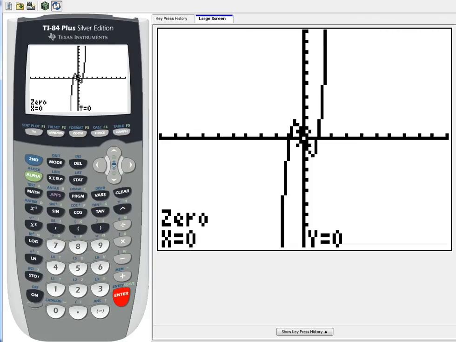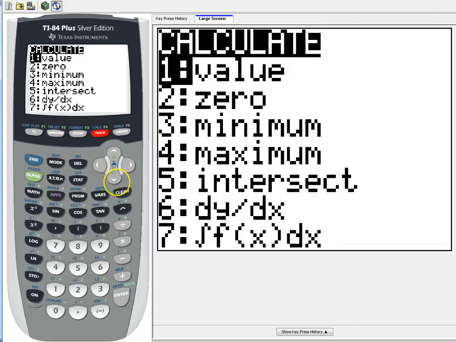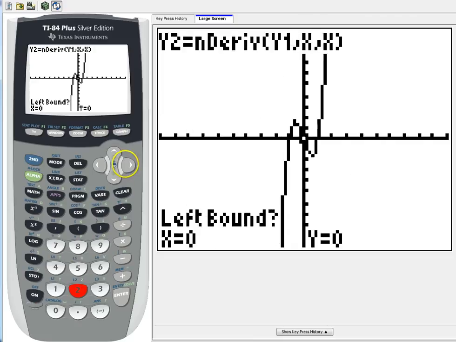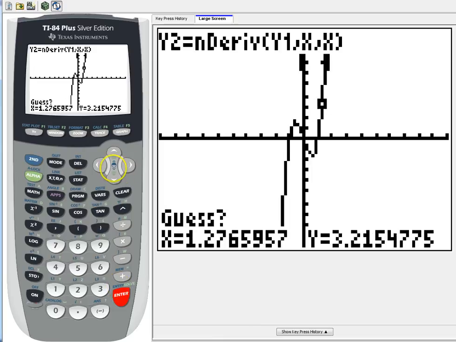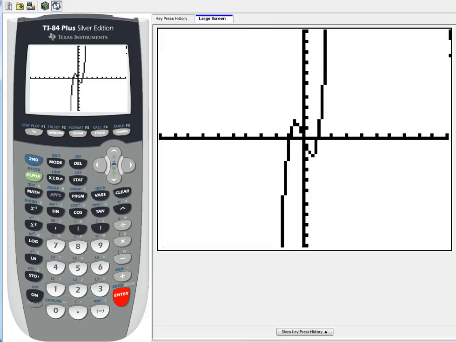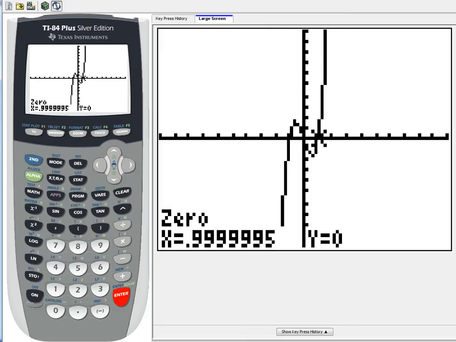I'll do that real fast for the positive one. I want to calculate a zero, which is option 2. I go a little bit to the left of positive 1, a little bit to the right of positive 1, go back to where I think it is, and press enter. And there it is. It says 0.9999995. But realize that's going to be 1. It can only do so much as far as estimating.